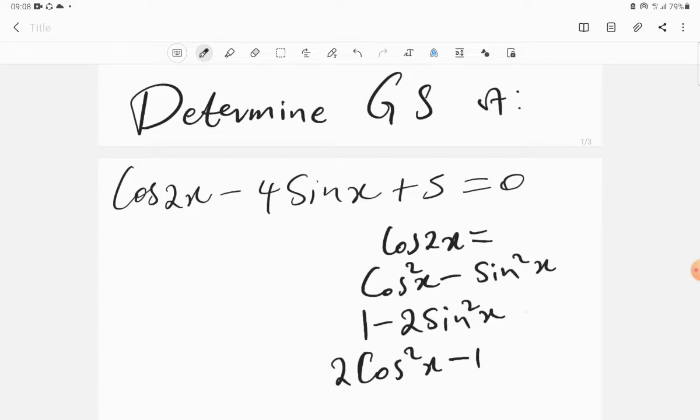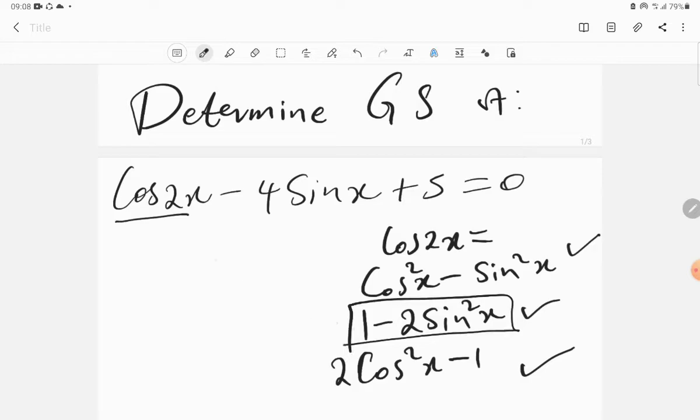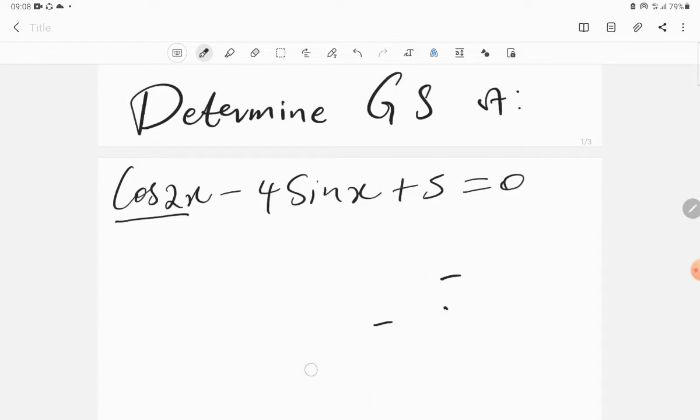In this case, this one is suitable for this equation because you want to change the cos to be in terms of sine. If you take this one, you won't get rid of cos. If you take this one, you still have cos. So it is wise to take this second one because you want to get rid of cos. Anyway, you want to deal with just sine. Now, let's get into it.